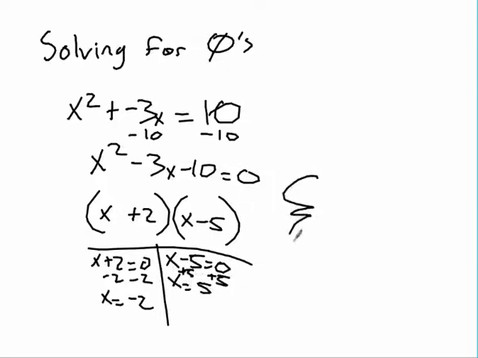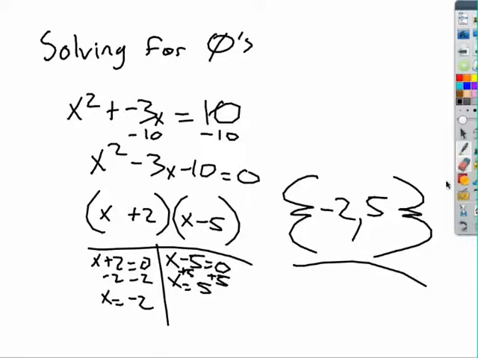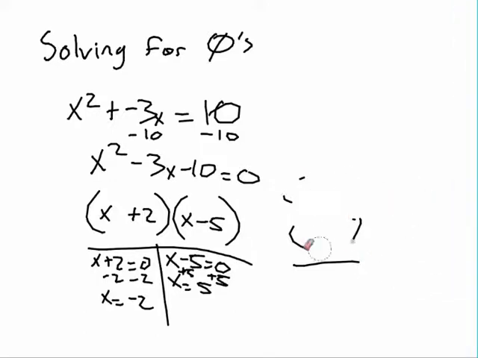And we'll do our bracket notation, which will be negative 2, comma, 5, and bracket. And it's our first solution set. You go ahead and erase all that.